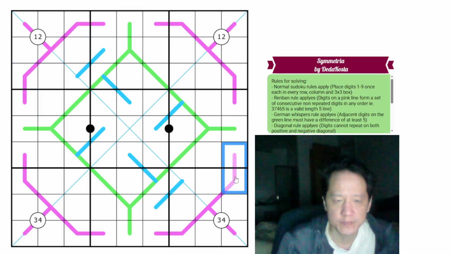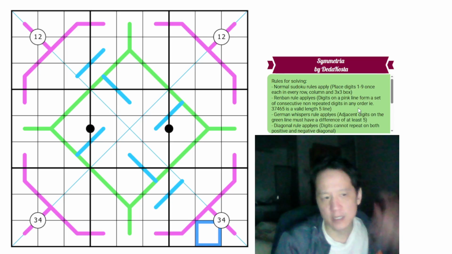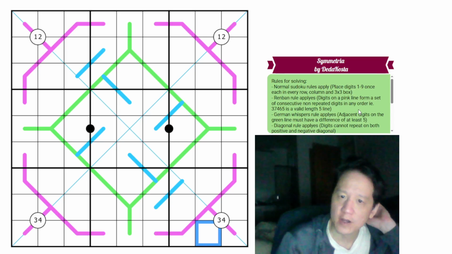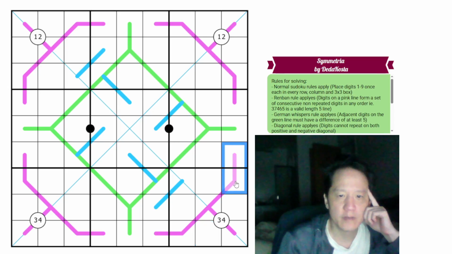For example, he uses "that is" instead of e.g., which is for exempli gratia, which is, for example, 37465 is a valid length 5 line. But this is 6.